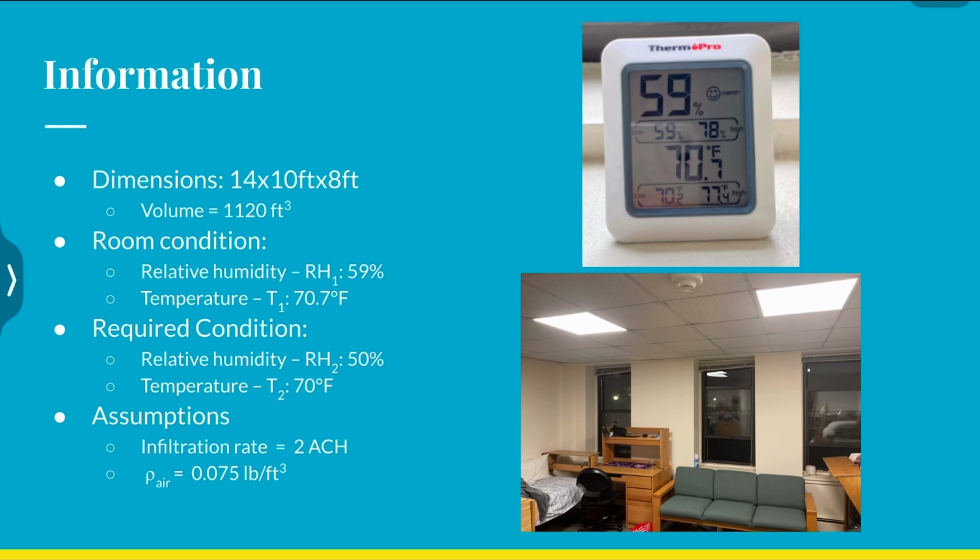The requirement is that I have to calculate the change in enthalpy for RH2, which is 50%, and T2, which is 70 Fahrenheit. I also had to assume the infiltration rate, which is around 2 air changes per hour, and the density of air is around 0.075 pounds per feet cubed.